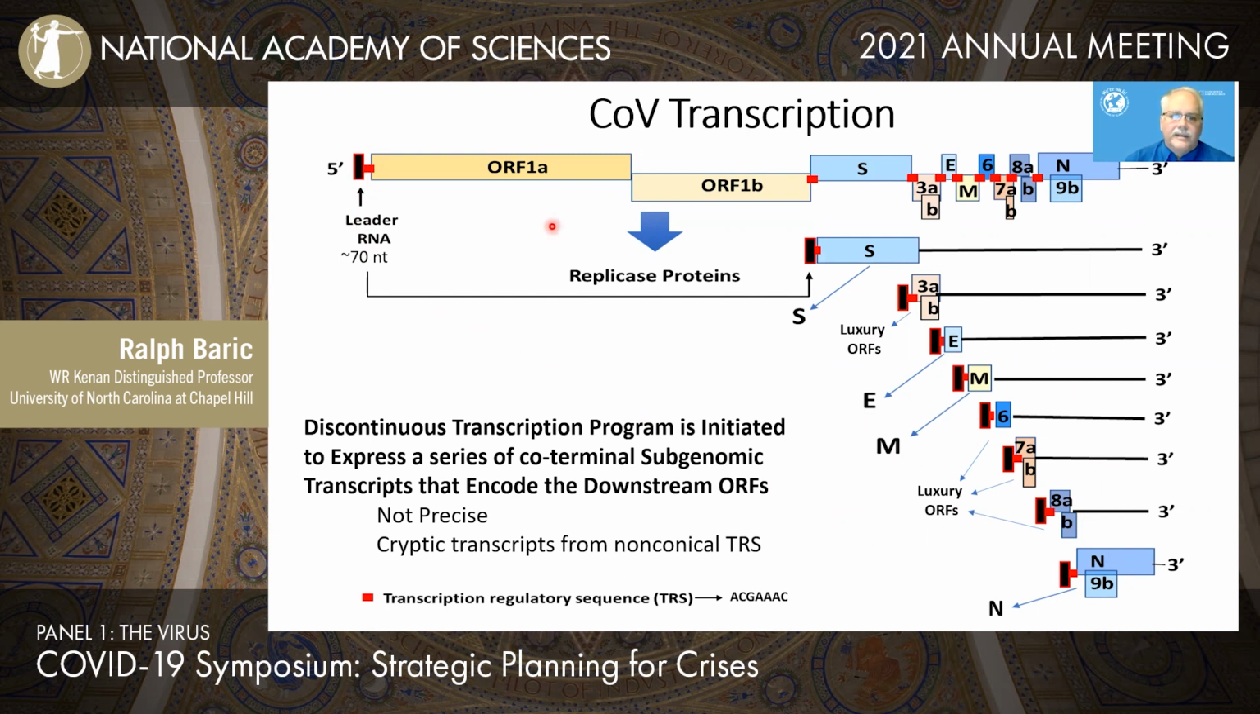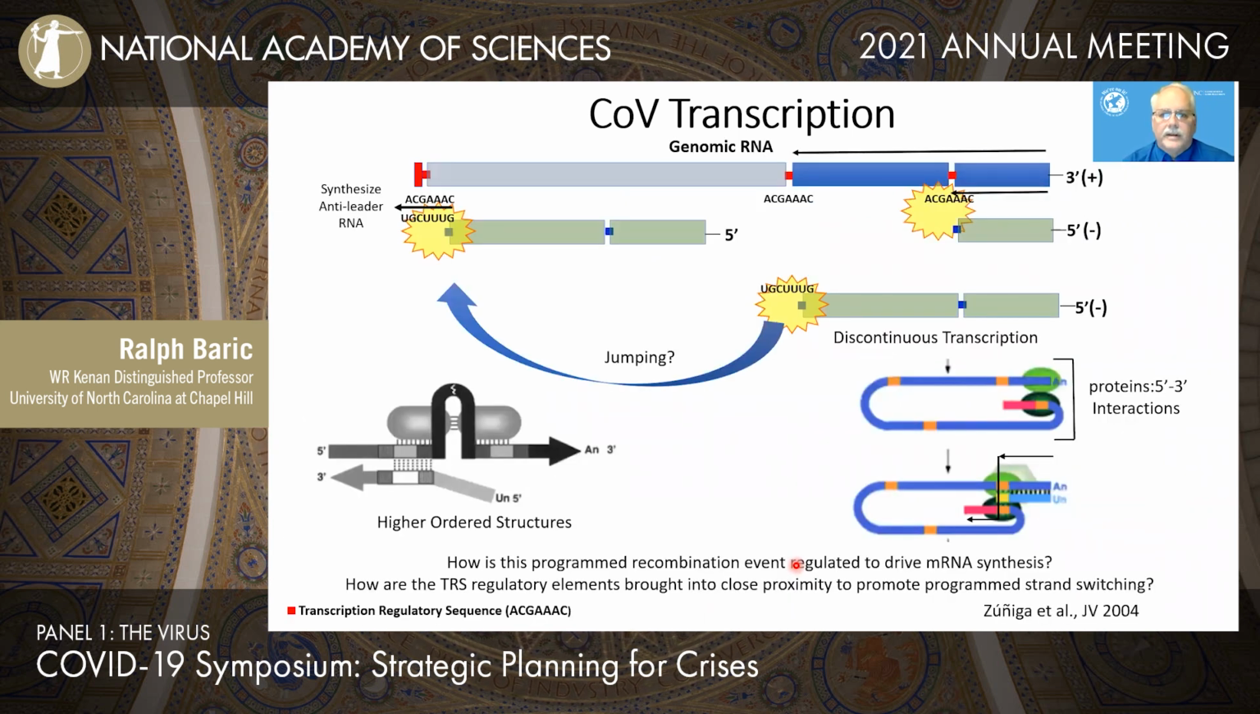And this leader sequence is adjoined to each of the messenger RNAs at these body transcription regulatory sequences, or TRS sequences, the red box element shown here, to drive the expression of each of these mRNAs. And there's a conserved sequence, ACGAAC, that's present at these junctions. Now, the coronavirus transcription strategy is complex.